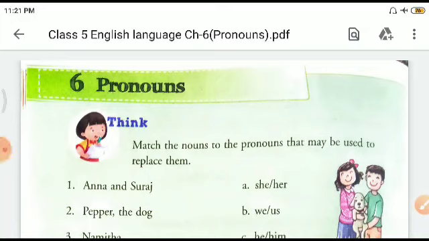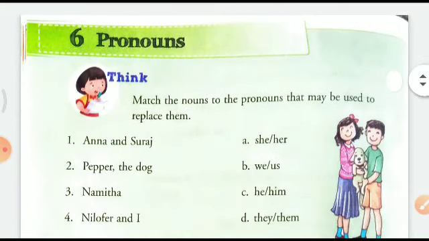We are on to chapter 6, which is pronouns. Right? Now, children, match the nouns to the pronouns that may be used to replace them. See, children, we use pronouns in our day to day life whenever we are talking about someone. First is Anna and Suraj. Anna is the name of a girl, Suraj is the name of a boy.